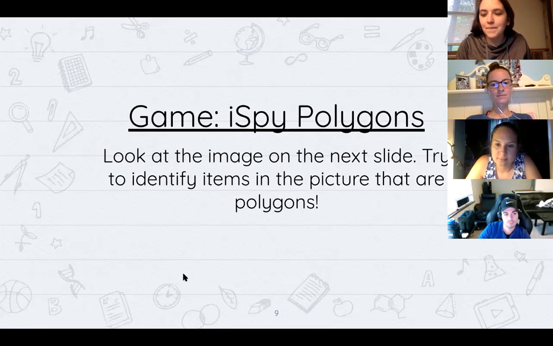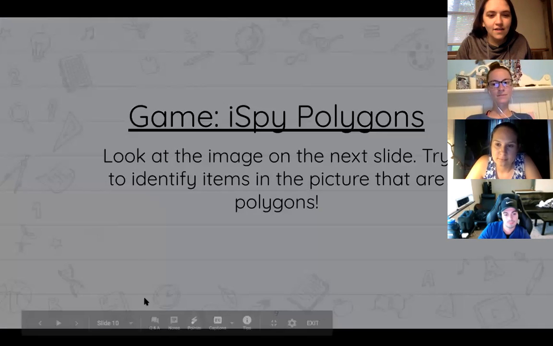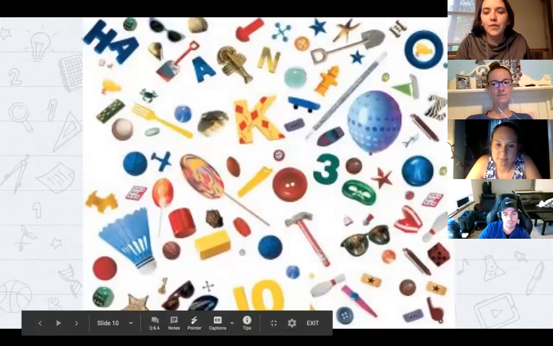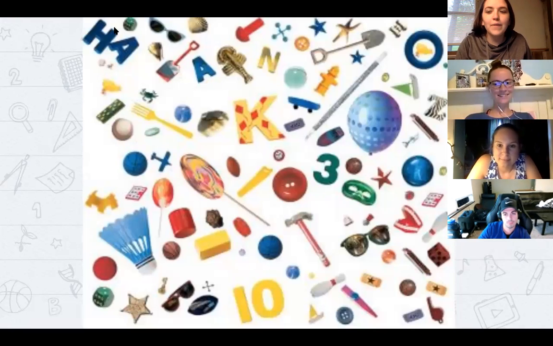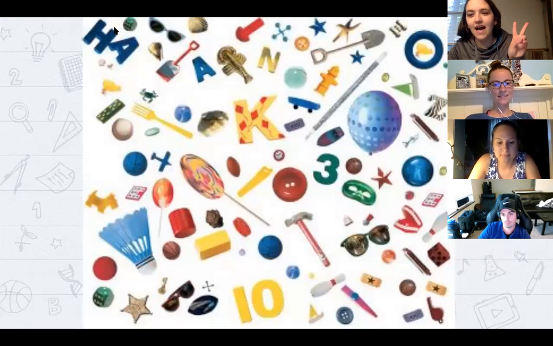Are you ready? All right. Here we go. So let's take a look at this picture. Now remember, our polygons need to be 2-dimensional. They need to have straight sides and be a closed shape. So let's see what polygons we can find in this picture.